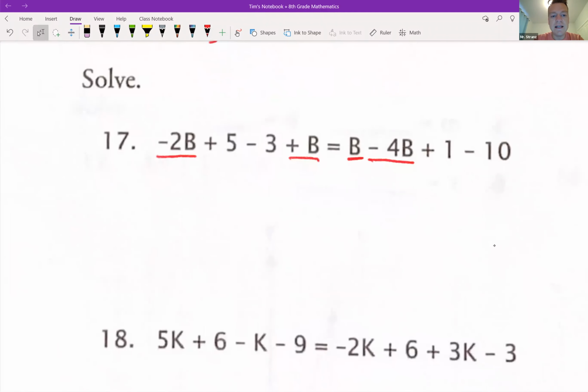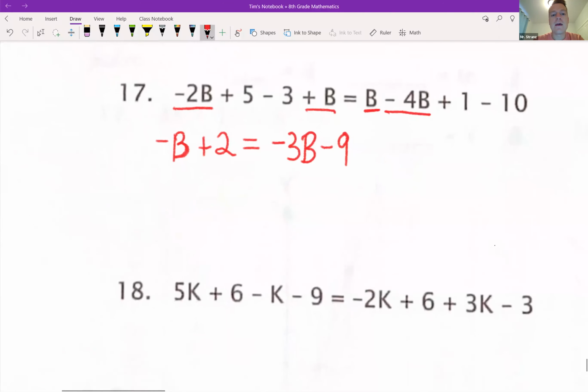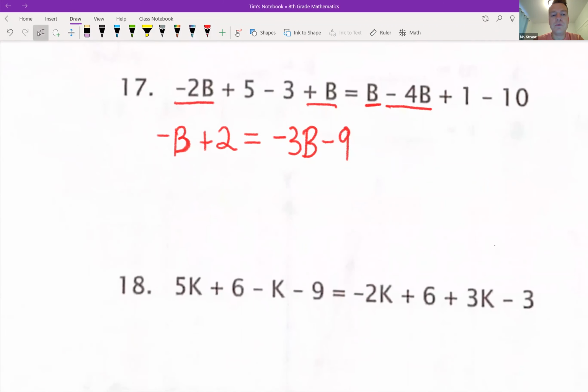So on the left side, -2b plus 1b is a -b. And then we've got 5 minus 3, which is a positive 2. On the other side, b minus 4b is a negative 3b, and then 1 minus 10 is a negative 9. All right? Now I need to move one of these b's over.